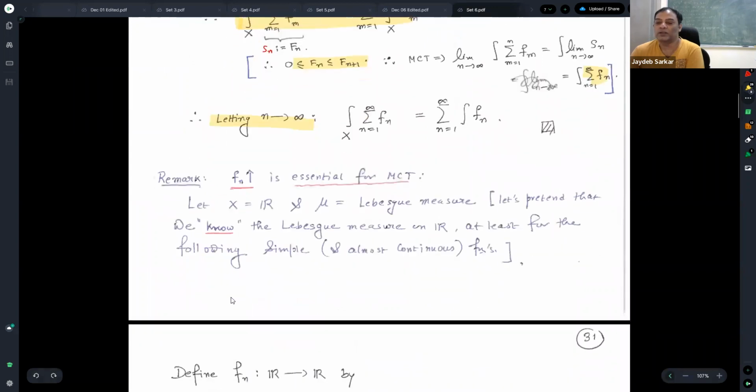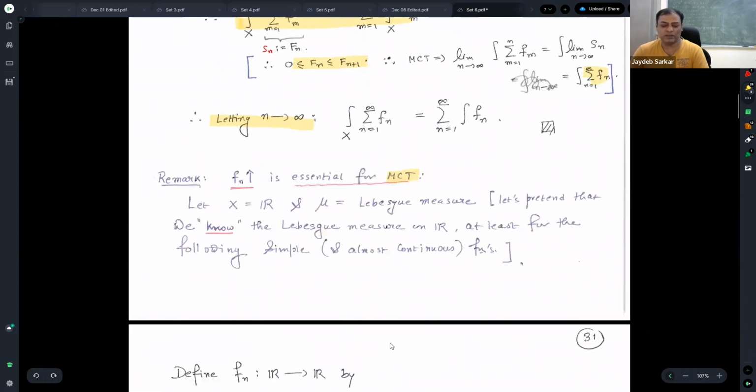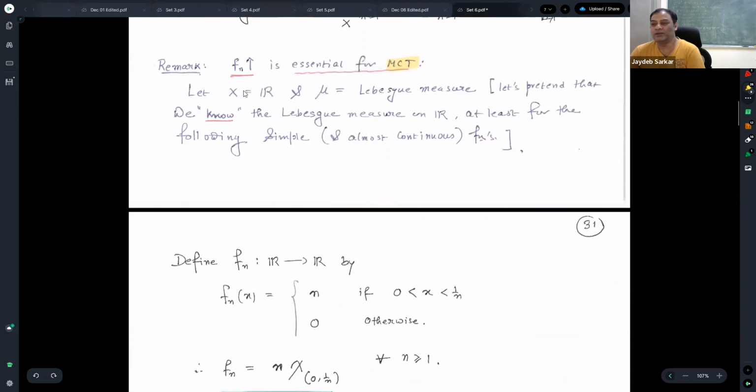And here is a remark. In the MCT, if you remember, we have assumed and also used extensively that the sequence Fn is increasing. What I'm saying is that this assumption is essential. You cannot get rid of that assumption. And here is a simple example. I tried to hide it so far, the Lebesgue measure of the real line, because I have not talked about it. We didn't have any room to talk about it, but let me try to.